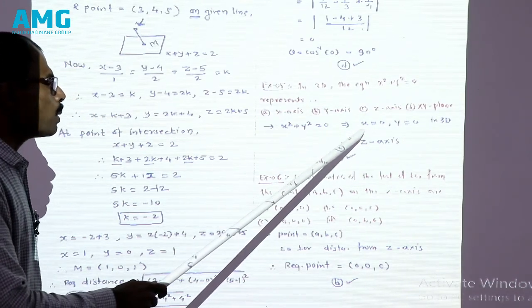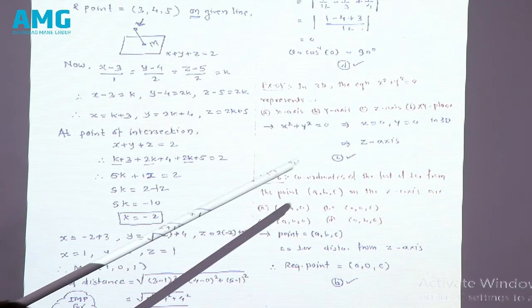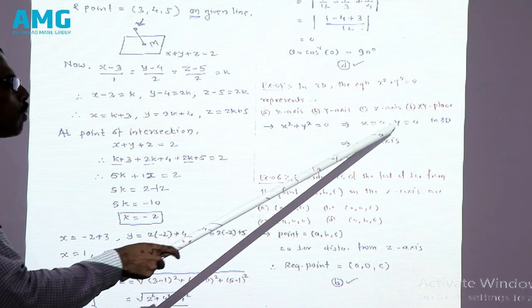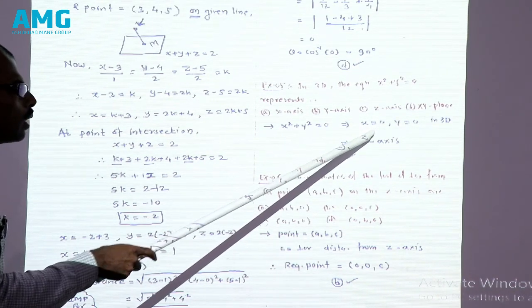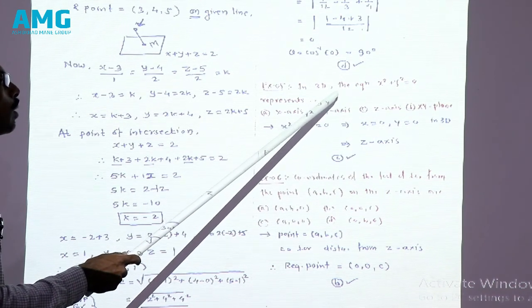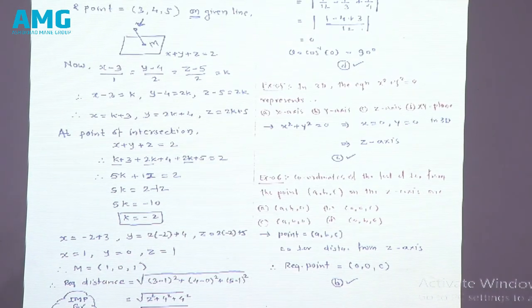Therefore, in 3-dimensional geometry, x equal to 0 and y equal to 0, this is the first plane and this is the second plane. When these two planes intersect each other, then we obtain the z axis. Therefore, this equation represents the z axis, and which is option C.